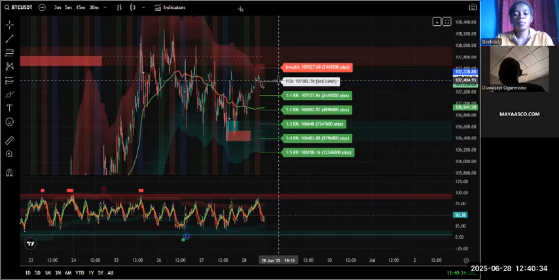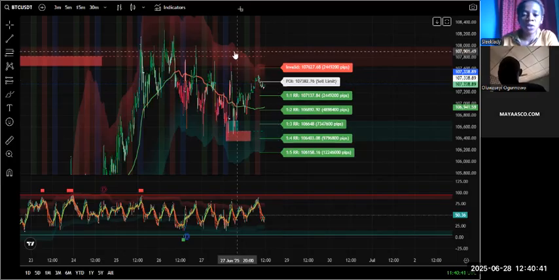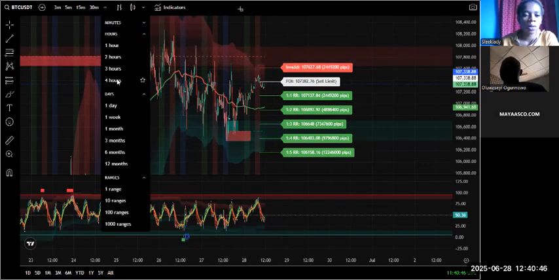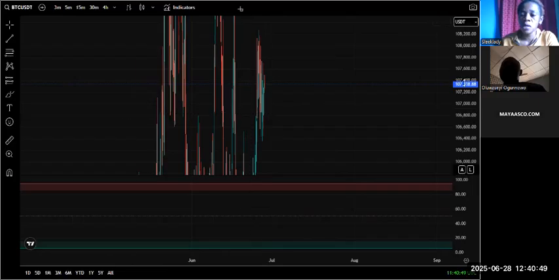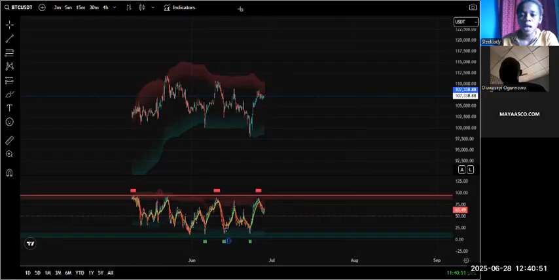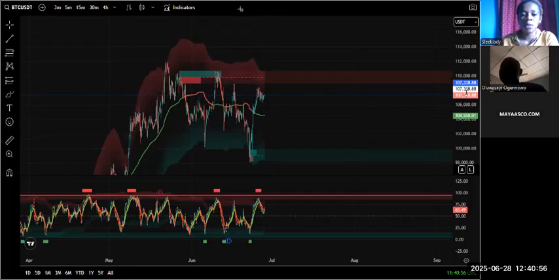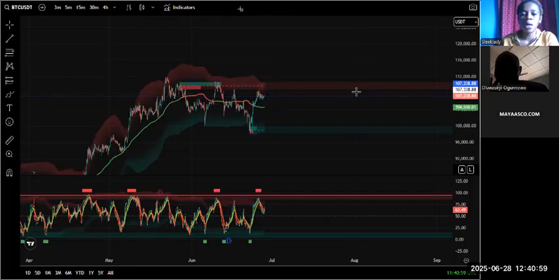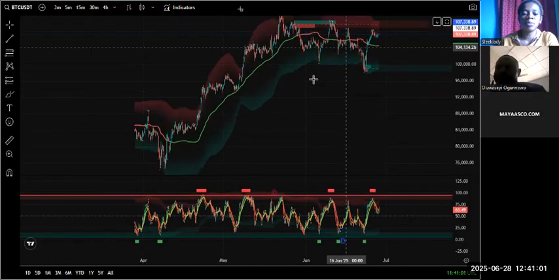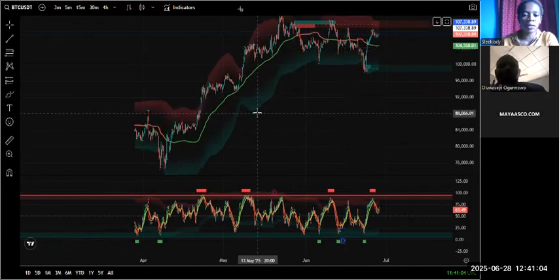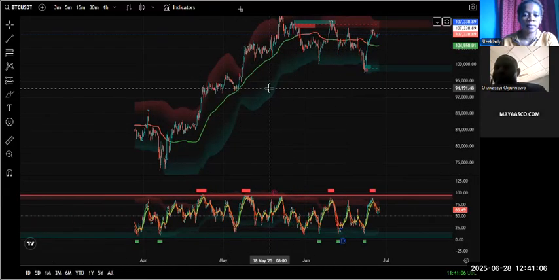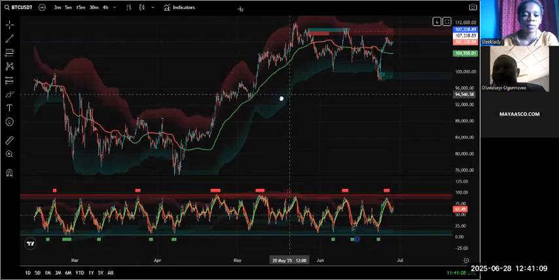Now, the next thing I actually want us to talk about is the zones. Let's go to our 4 hours time frame, because as a trader, you need to know all these things that I'm talking about. These are 4 hours time frame. As you can see, BTC has been buying. It has been an uptrend.